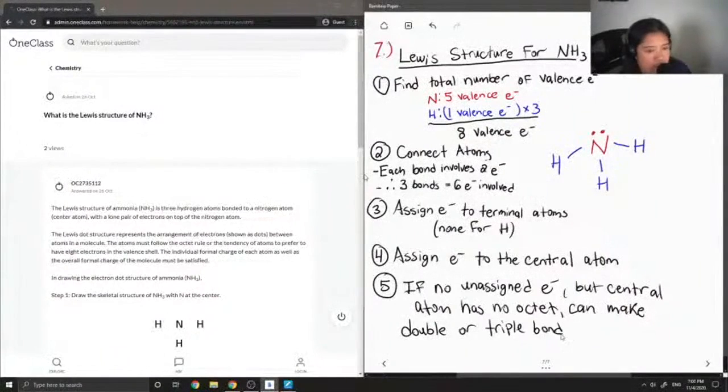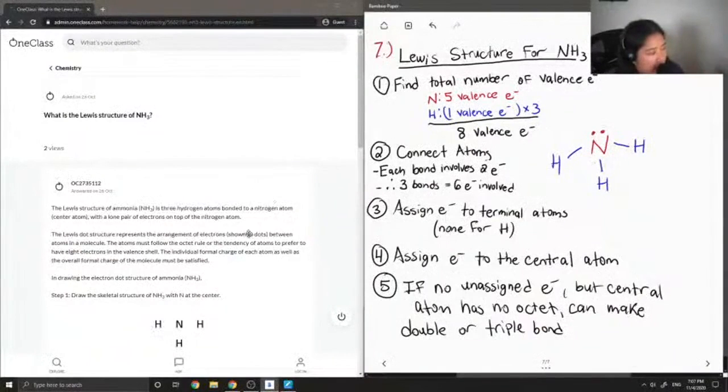So in our case, let's look at the nitrogen. It has 2 electrons as a lone pair, and then it has 3 bonds attached to it, each bond involving 2 electrons. So that means it has its octet. So this is our final Lewis structure for NH3.